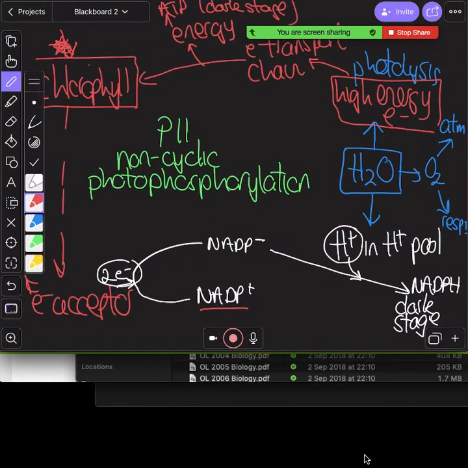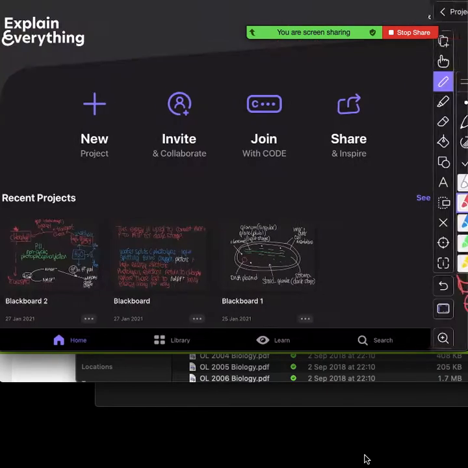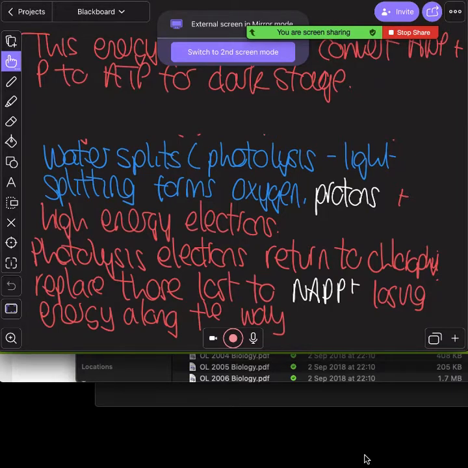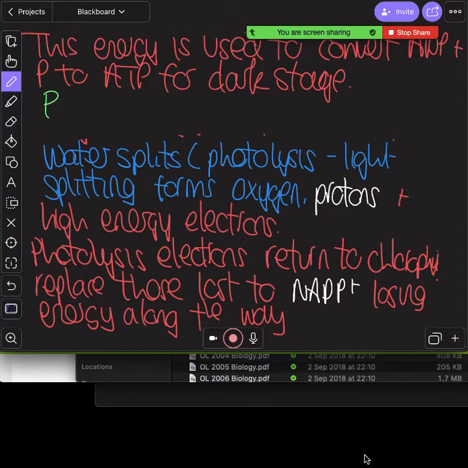No, wrong place. Okay, so we have said, so pathway 2 in terms of its description. So pathway 2 can be described as what's called the non-cyclic photophosphorylation.